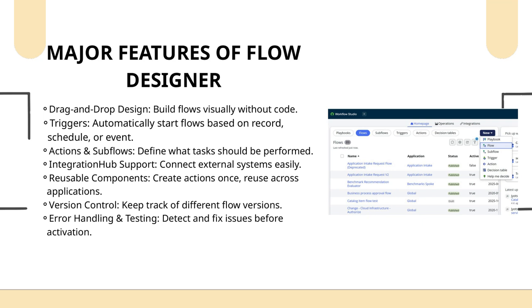These define the tasks that need to be performed within a flow, helping you break down complex processes into manageable steps. Integration Hub support is another important feature, making it straightforward to connect external systems and services, which is essential for a unified workflow. Reusable components allow you to create actions once and reuse them across different applications, saving time and maintaining consistency. Version control is crucial for tracking different versions of your flows, so you can easily manage updates and roll back if needed.